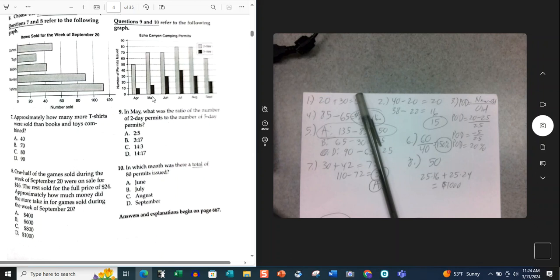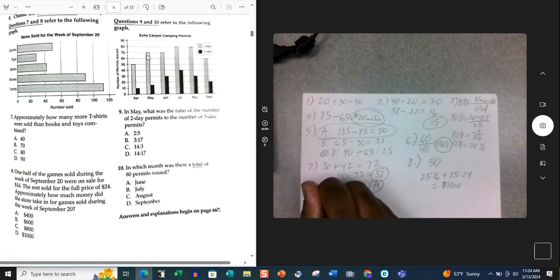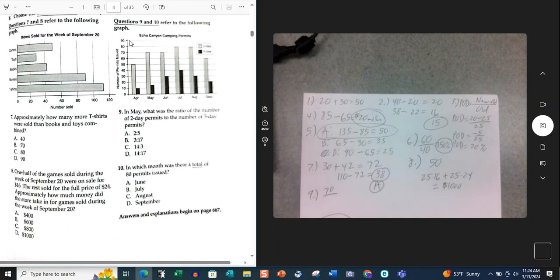So we go to May. So we want to do the ratio of 2-day permits, which is 70. So it's 70 2-day permits to 5-day permits. So 5-day permits would be 10. So then we would simplify this. Wait a minute, I'm sorry, I looked at the wrong one. This should be 15, not 10.